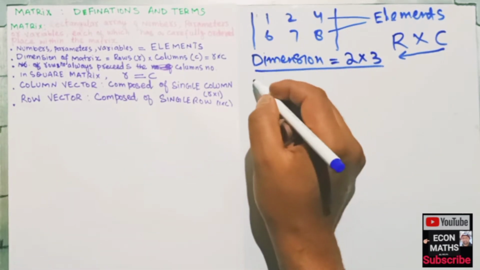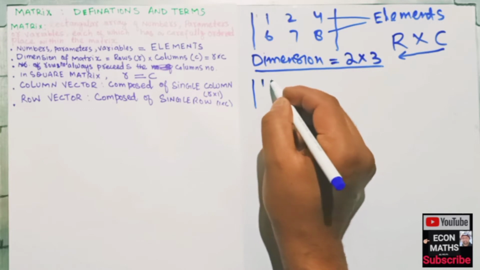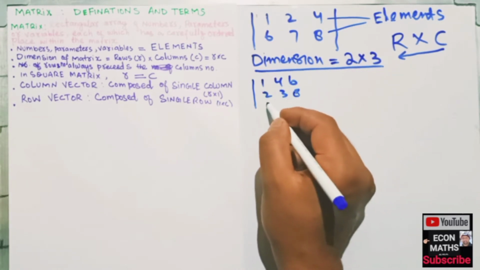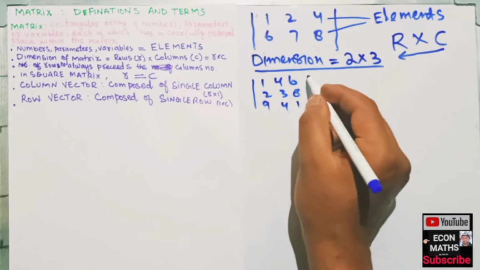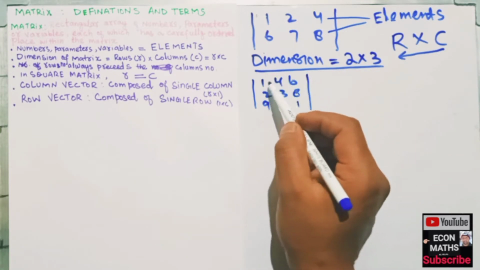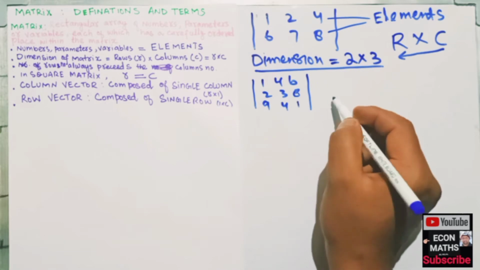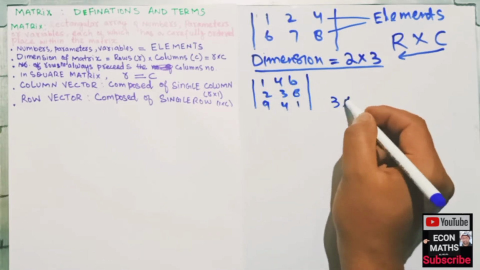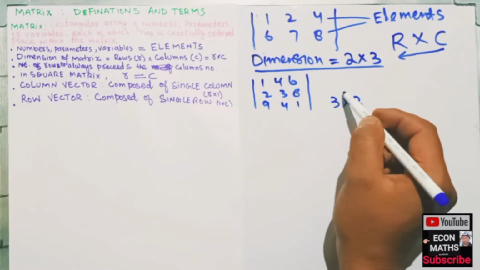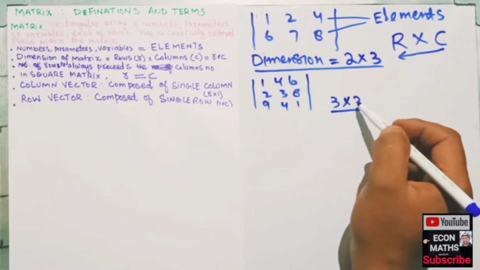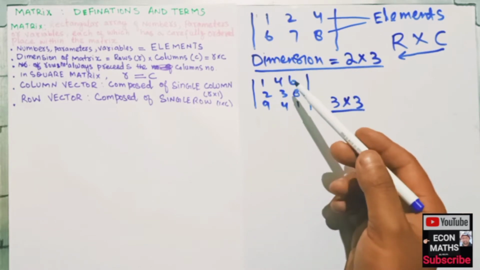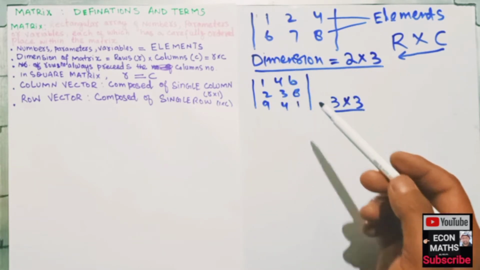Now in a square matrix, number of rows is equal to number of columns. If I have a square matrix, let us say 1, 4, 6, 2, 3, 8, 9, 4, 1. Here number of rows is 1, 2 and 3, so 3. Number of columns is 1, 2 and 3. So the dimension of this matrix is 3 by 3. So in a square matrix, number of rows is equal to the number of columns.